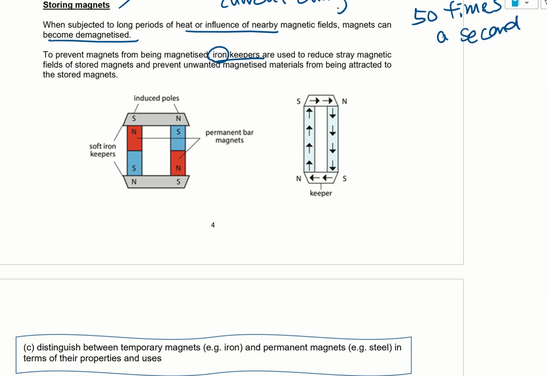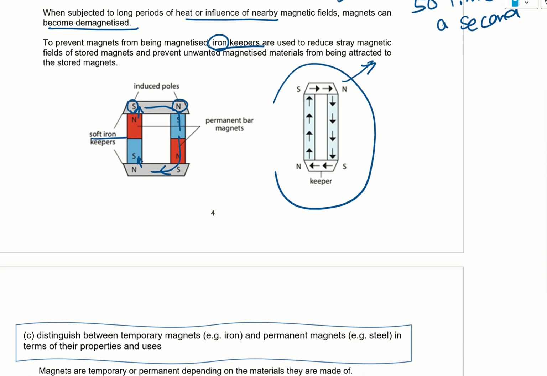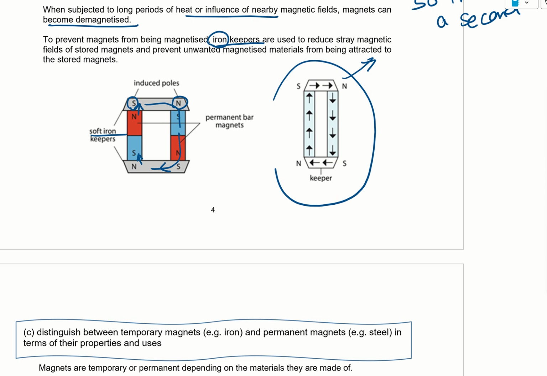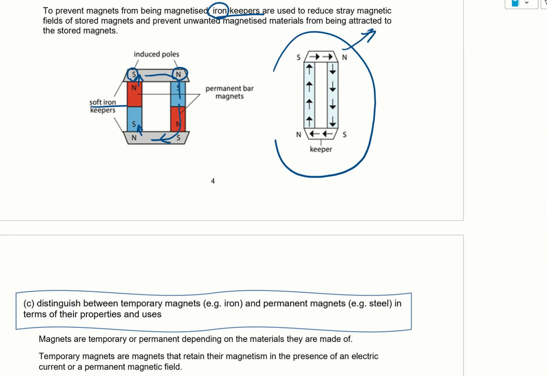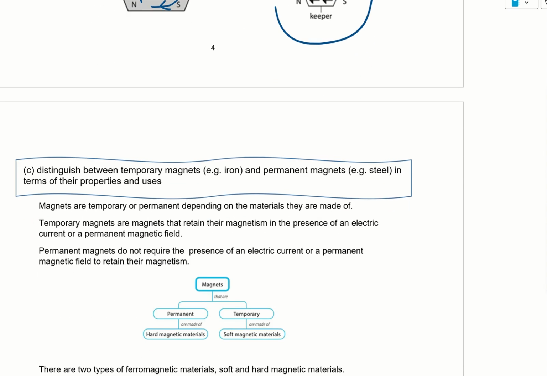So because these are made of iron, okay, and iron is a magnetic material, and remember the field lines go from north and enter the south, which means that this part will be south and this part will be north. Therefore, the magnetic field lines will be kept within this system. So there will be no stray magnetic field lines going outside. So this is a way to keep the magnetic field strong for a long period of time.